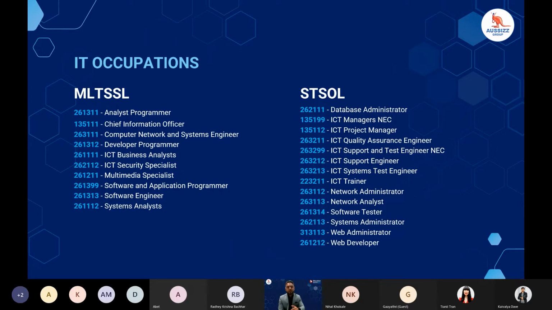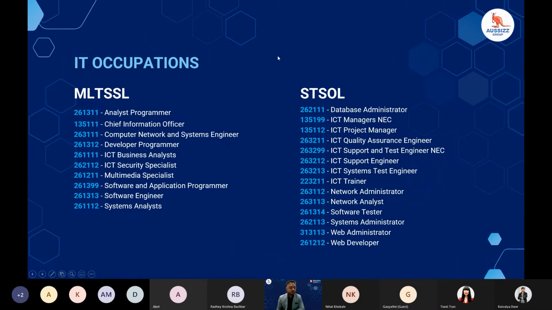Generally, the visas that are on the medium and long-term list but are not on the STSOL list are 189, 491 family sponsorship, and 186. These are the major three visas which can lead to a PR. If your occupation is on the short-term skill list, these visa programs would not be available. So we always recommend applicants to try and see if their qualification and work experience are in line with the occupations on the medium and long-term skill list.